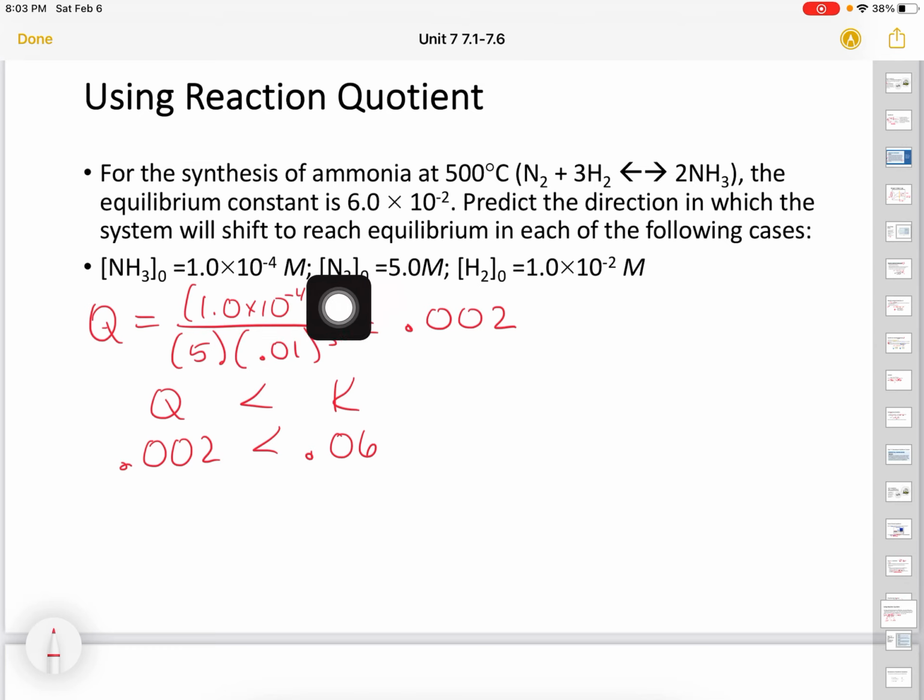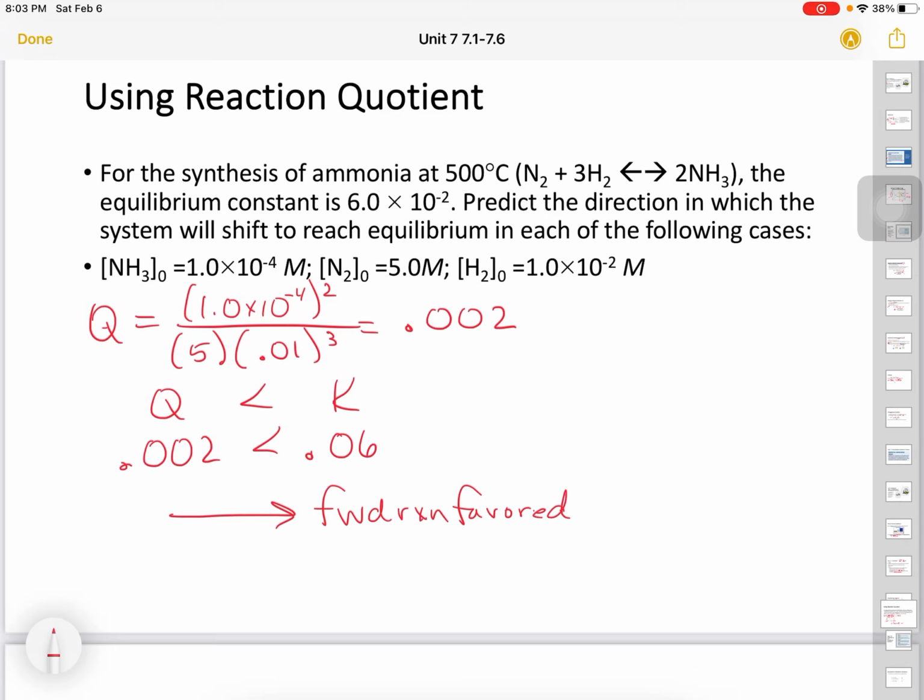So how do I get rid of reactant and make more product? My forward reaction has to occur. That will allow me to get rid of reactant and convert it to product. So my forward reaction is favored. Make sure you say it that way. Don't say shift. That's juvenile.